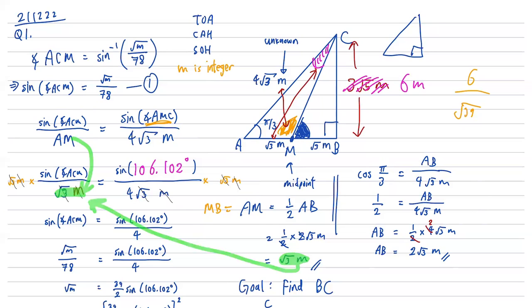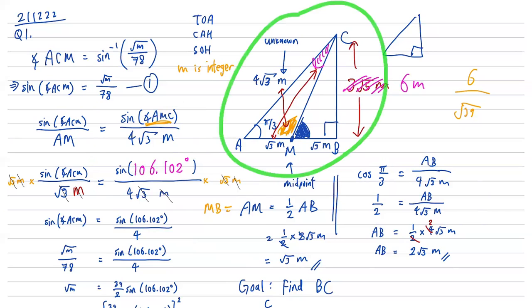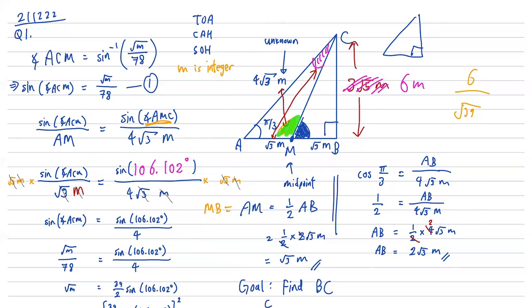Now my goal is to find out what is angle AMC. I already found out beforehand that it's 106.102 degrees, an approximation. Let's try to find out what's this angle AMC now. Looking back at the diagram, where is angle AMC? It's this orange angle over here. How do I find this orange angle? I can just take 180 degrees minus this blue angle. But I don't know the blue angle. So now my goal changes to finding out what is this blue angle.